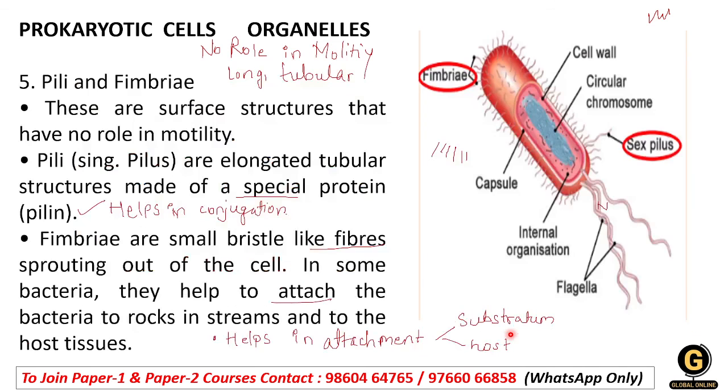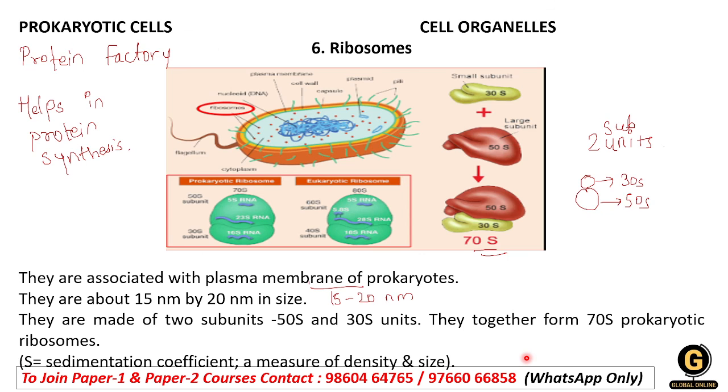Next we saw pili and fimbriae. Pili have no role in motility. They are long and tubular, made up of a special protein called pilin, which helps in conjugation. Fimbriae are small bristle-like fibers. What is their role? They attach the bacteria to rocks in streams and to the host tissue or substratum.